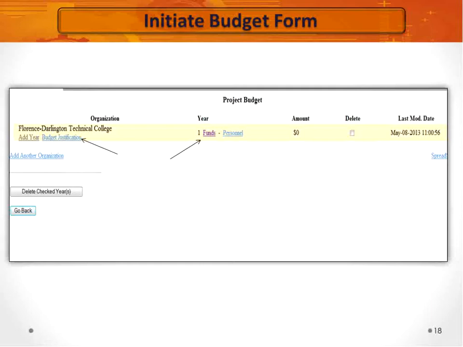Next, you will begin by selecting funds for year 1. You will notice that this is also the screen where you will upload your budget justification. Note the arrow for that. And it's pointing to some blue type on the left. There are some options provided when working on this page that are helpful.